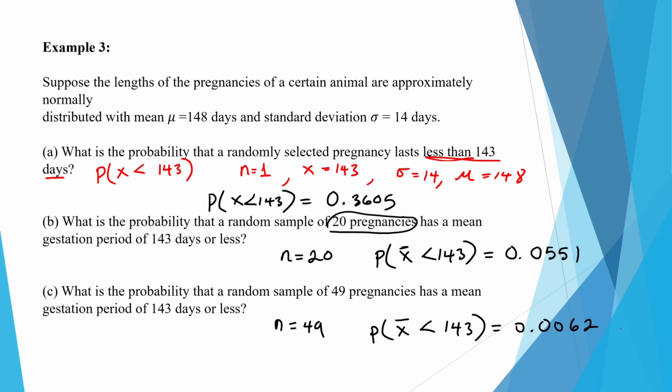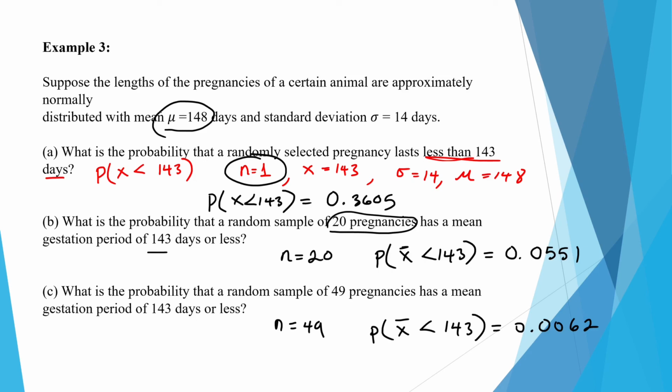If you look at part A, we are selecting one person out of the entire population. What's the chance of that one person having an average less than 143 days? Well, we know the average of the population is 148, so it's not that difficult to get. It's a 36.05% chance. In part B, we're selecting 20 pregnancies, and I'm saying if you take those 20 individuals and take their average, what's the chance of them being 143 or less? Well, that's a lot harder to get.